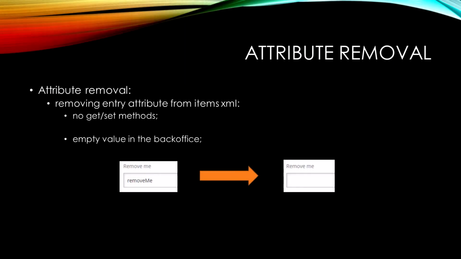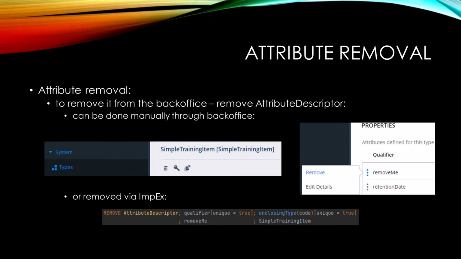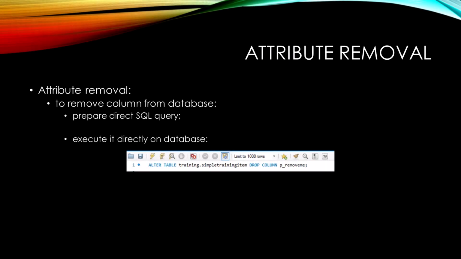Removing attributes is tricky. If you remove entry from the items.xml, no getSet methods will be generated and value in the back-office will become empty. To remove attribute from the back-office view, you will need to remove the attribute descriptor. This can be done manually from the back-office and compose type or via impex. To go even further and clean column from the database, you will need the SQL query.